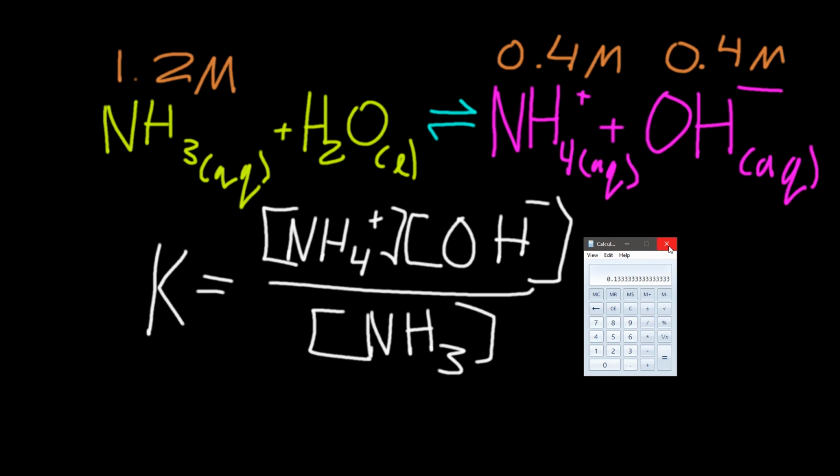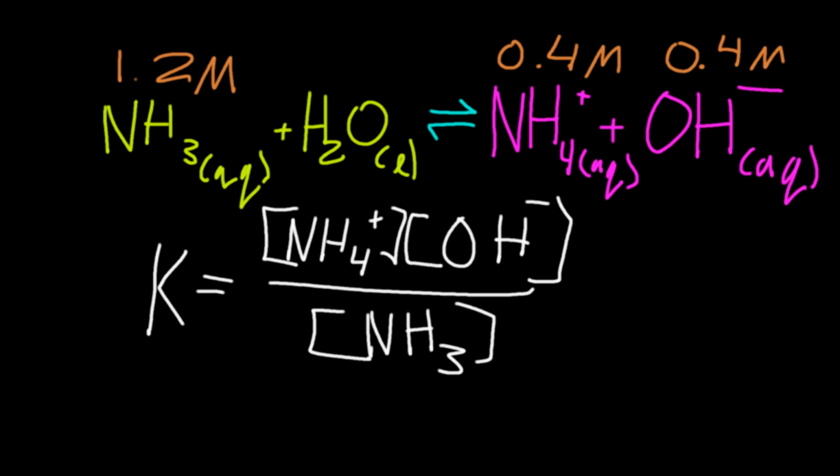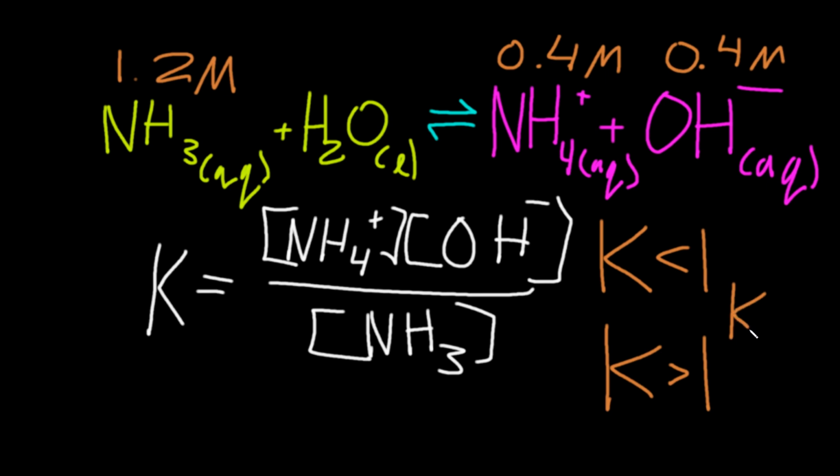The way you could interpret your K value is that when it's less than 1, the reactants are favored. That means that there will be more reactants than products at equilibrium, and clearly here we have more reactants than we do products. If K is greater than 1, that means we have more product than we do reactants. And if K is equal to 1, then we have equal amounts of product and reactant.